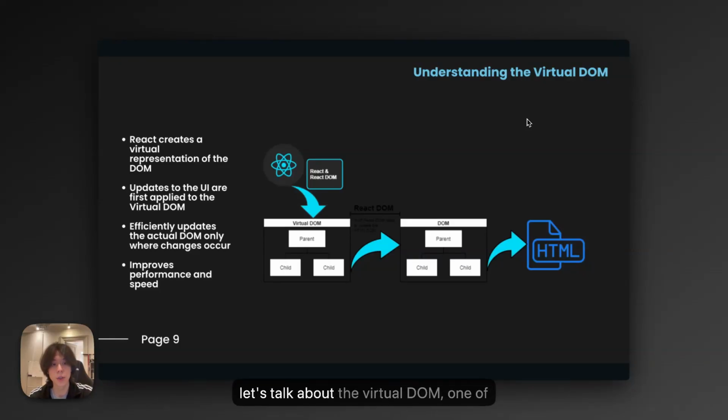Now let's talk about the virtual DOM, one of React's key performance features. So let's start off with a visual representation. The virtual DOM is an in-memory representation of the real DOM. It's a lightweight copy that React uses to determine what changes need to be made to the actual DOM.